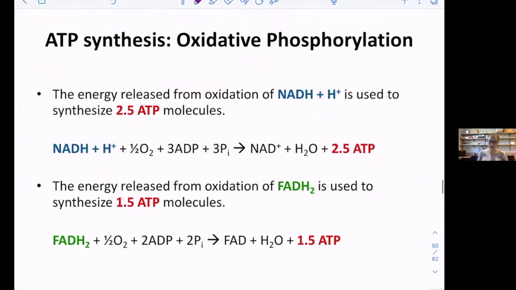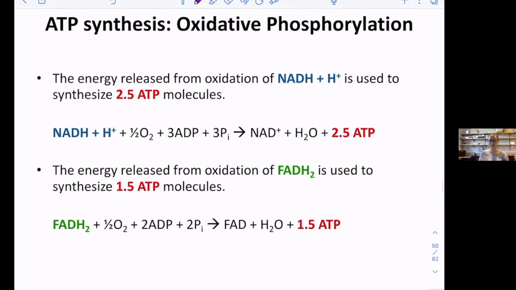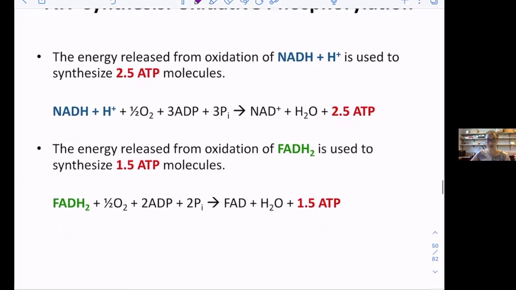Let's see just overall what we form in this process. The energy released from oxidation of NADH plus H plus, 1 NADH overall makes 2.5 ATP molecules. You see the full balanced equation here. I'm not going to go into it too much, but long story short, NADH plus H plus makes 2.5 ATP, and FADH2 makes 1.5 ATP molecules. So you can see how much ATP is formed based off of the energy in these different coenzymes.